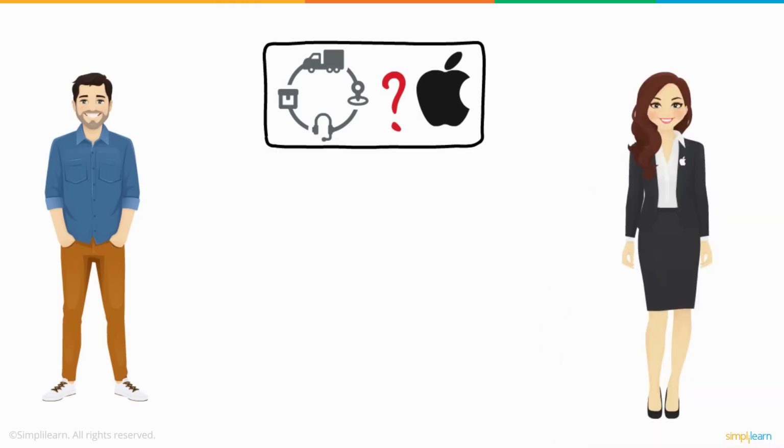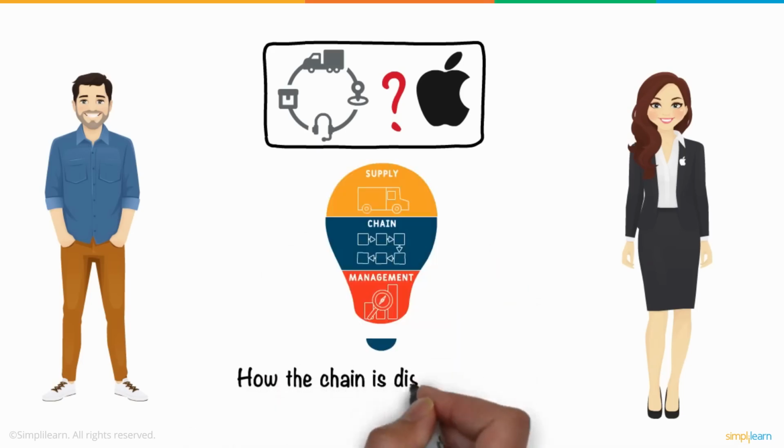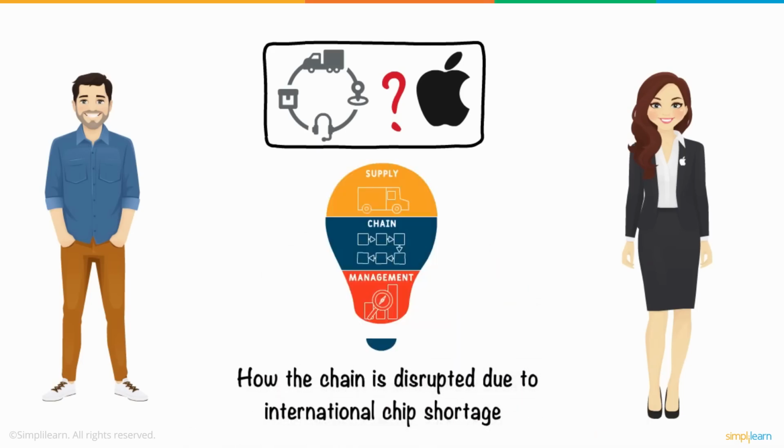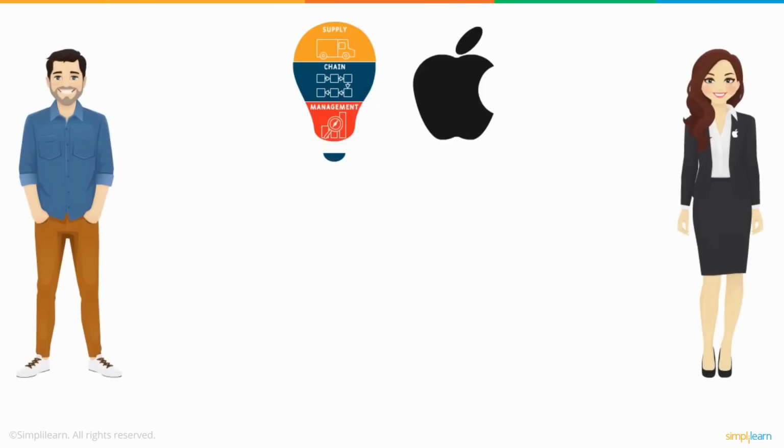He spoke with his friend Rachel, who works at Apple Inc. to learn about supply chain management and how the chain is disrupted due to international chip shortage. Rachel explained to him about supply chain management using Apple Inc.'s example.